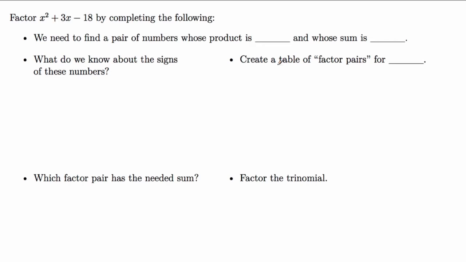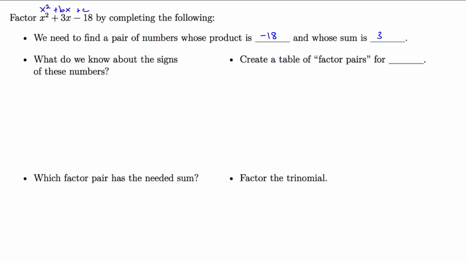In this example, we want to factor the trinomial x squared plus 3x minus 18. We know the general question will become, what multiplies to make c and adds to make b? Remembering that our general trinomial structure is x squared plus bx plus c, that means we need to find a pair of numbers whose product is negative 18 and whose sum is 3.